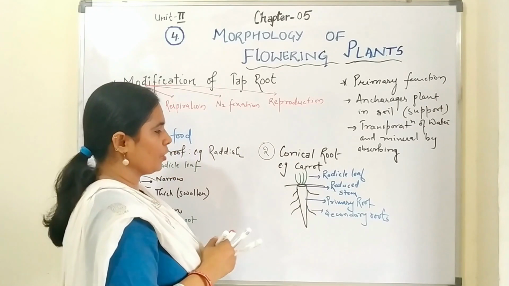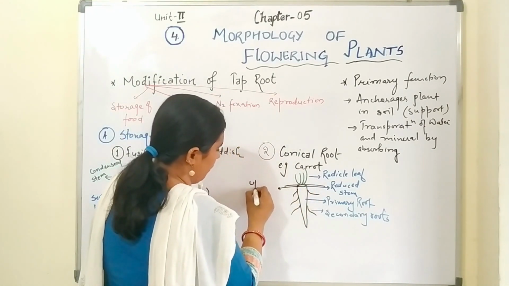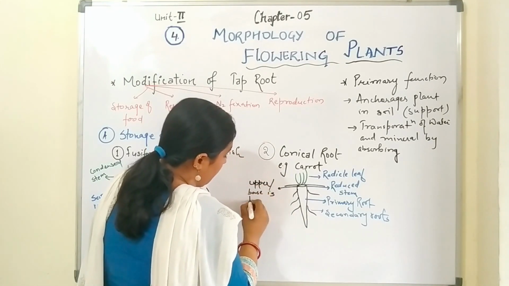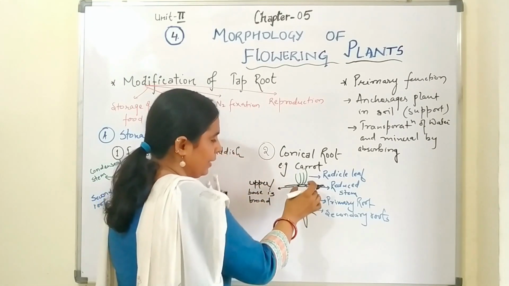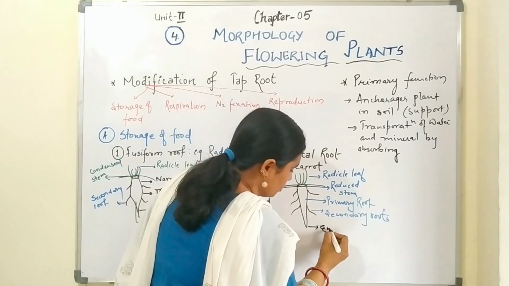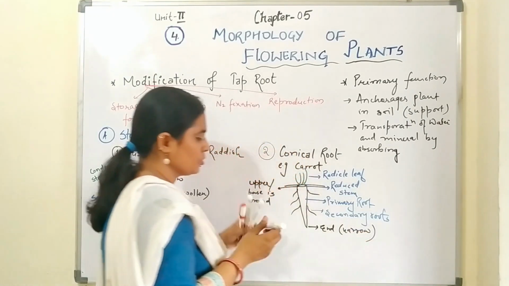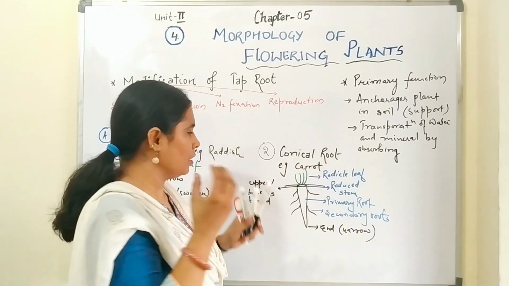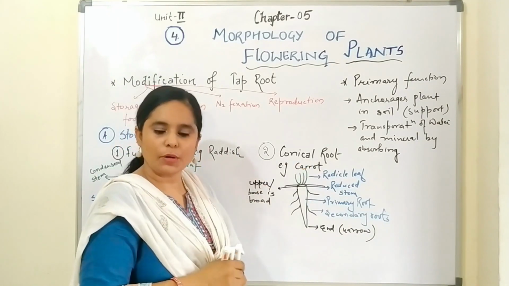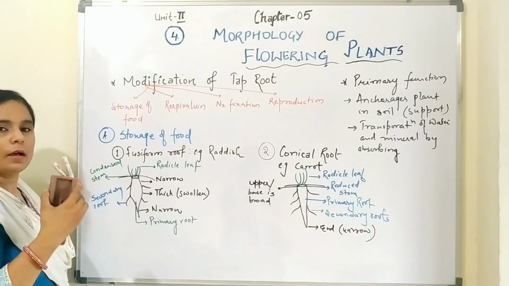Fine. So what you have observed here, the upper portion, or you can call it the base, is broad and it gradually tapers towards the end. So the end is narrow. Fine. So this gives the carrot a conical shape. That is why we call it a conical root. So these are the two forms.